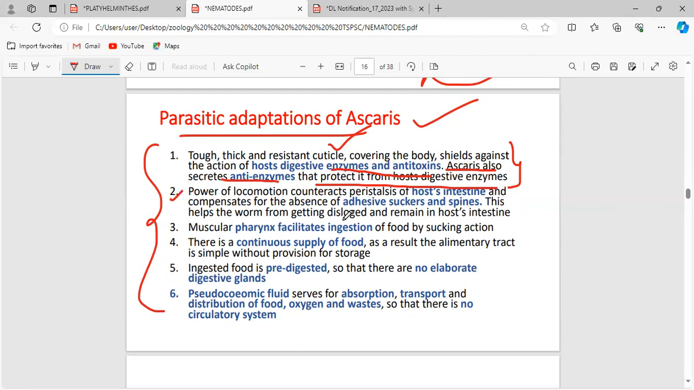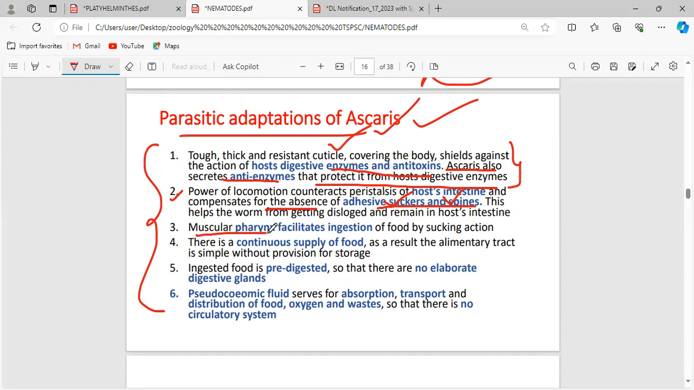Power of locomotion counteracts the peristalsis of the host intestine and compensates for the absence of adhesive suckers and spines. See, once it has entered the body of the host, it has lost its tail, its locomotory organelle. By the peristaltic movement of the digestive tract present in the human body, even in the absence of suckers and spines, the Ascaris can be moved from one place to another.